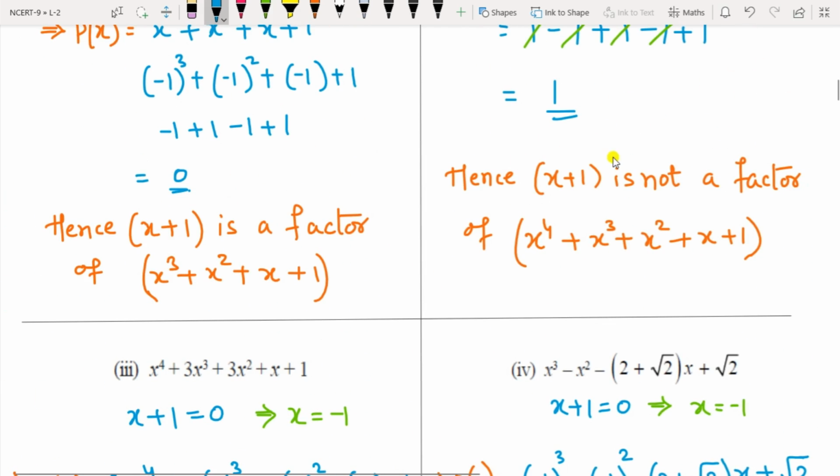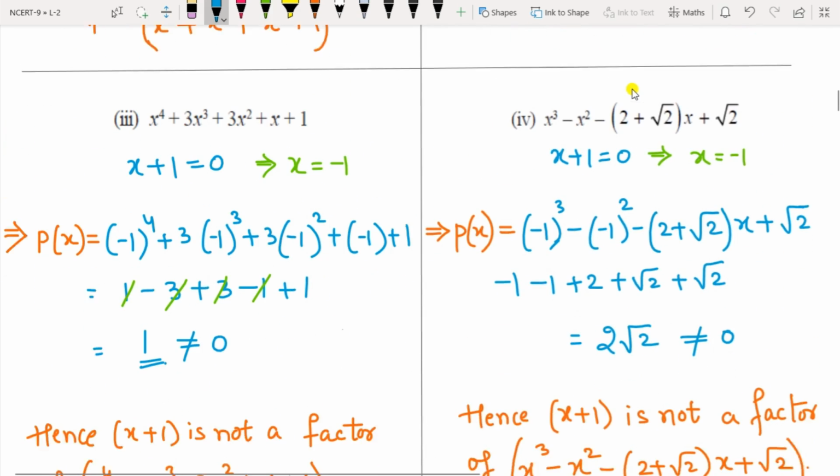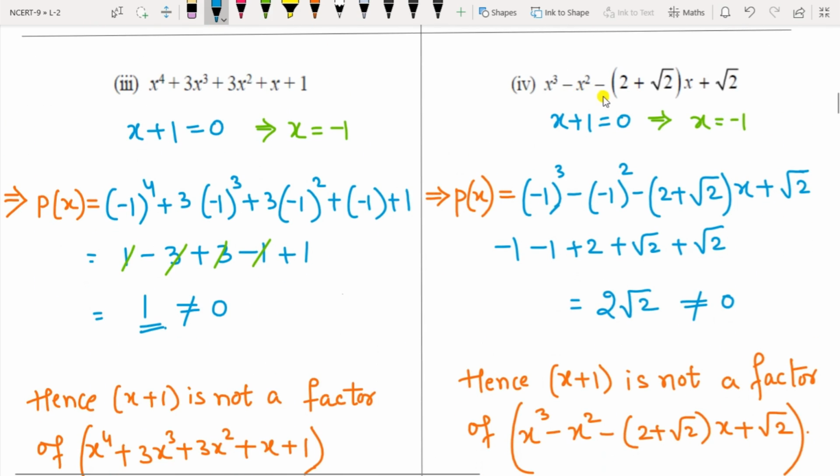So this is also not equal to 0, that you have to write. Fourth question here is x cube minus x square minus 2 plus root 2, sorry. So x equal to minus 1, substitute here. Here also you are getting the answer as 2 root 2 plus 1 minus, this will be minus 2 plus 2, 0, and root 2 plus root 2 is 2 root 2. Okay. So root 2 is not equal to 0, therefore x plus 1 is not a factor of this px.